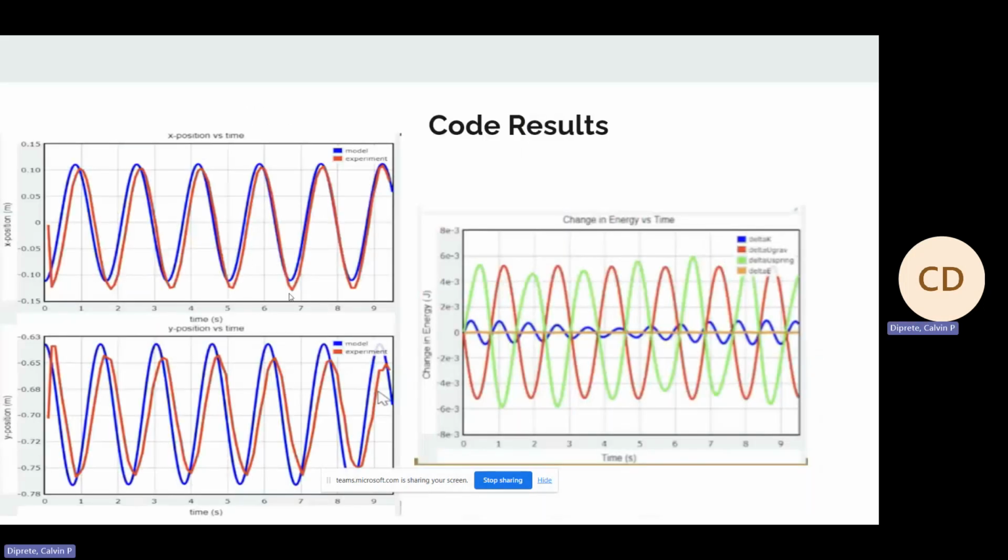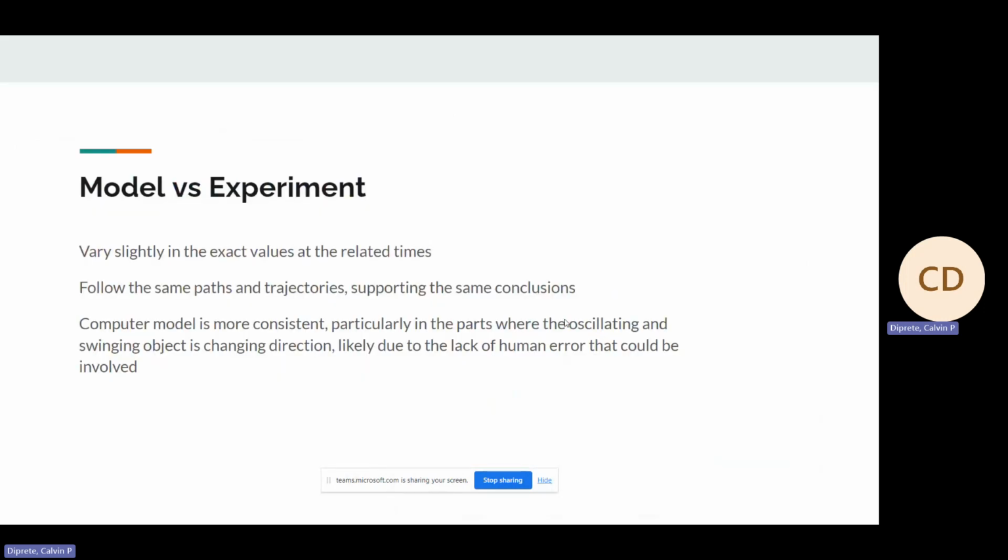The results, these are the graphs that came from it. There's one for the X, here's one for the Y. And here's the change in energy versus the change in time. And as you can see, it still hovers around 0. For the modeling versus experiment, the numbers varied slightly, the exact values at the related times. They follow the same paths and trajectories, and they support the same conclusions, which we'll get to at the end.